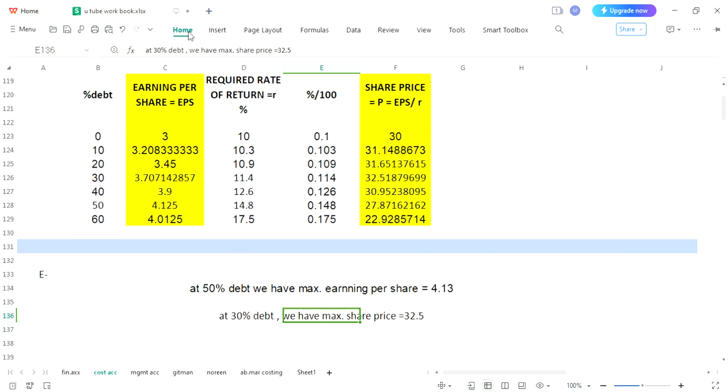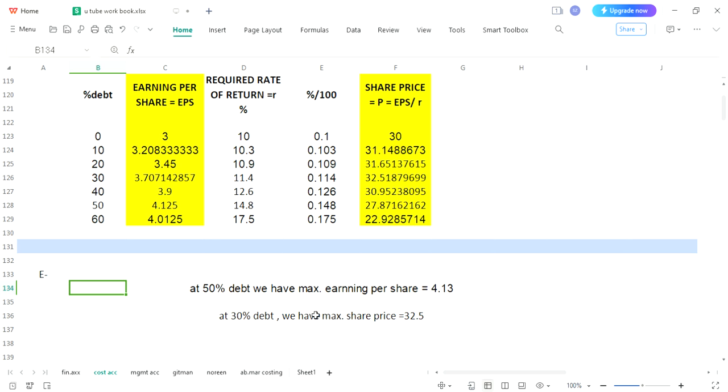Two requirements were asked and two requirements have been met. Please note it down. If we are conscious of EPS, for that we should not take debt more than 50%.